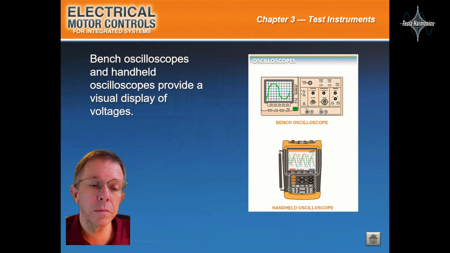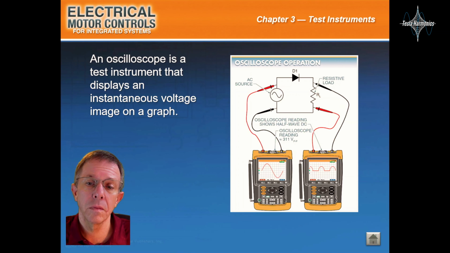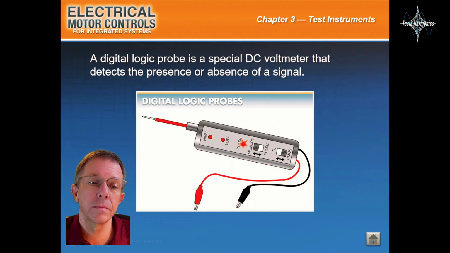Bench oscilloscopes and handheld oscilloscopes provide a visual display of voltages. An oscilloscope is a test instrument that displays an instantaneous voltage image on a graph. A digital logic probe is a special DC voltmeter that detects the presence or absence of a signal.